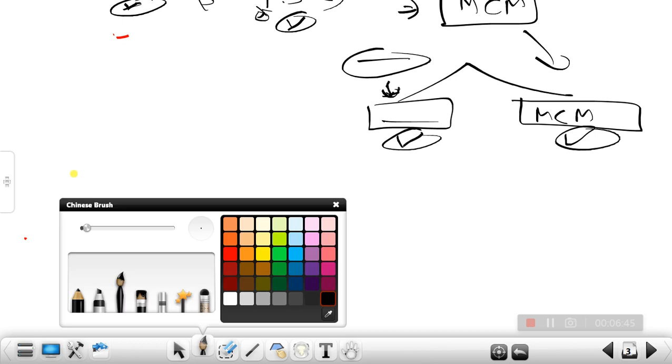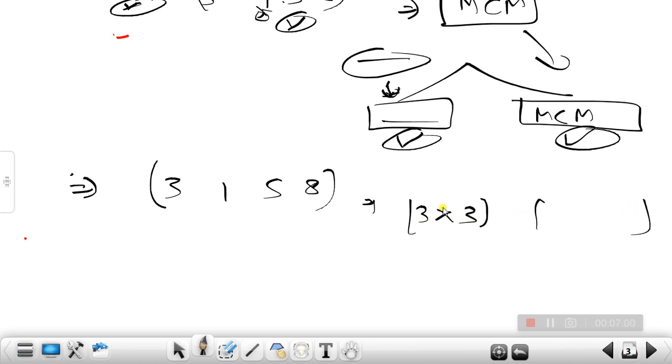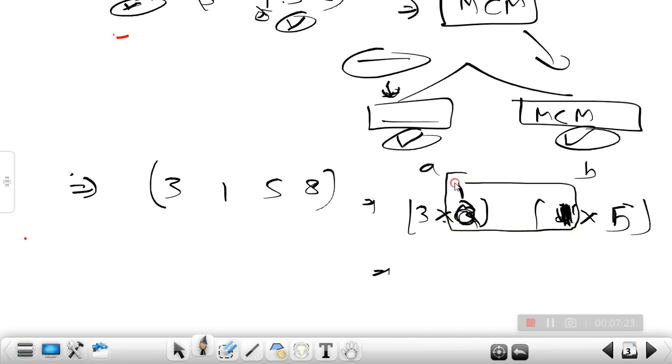Let me write. First of all, I'm going to write how this problem is related to matrix chain multiplication. So I have 3158 as my balloons. If I talk about matrices, let's say I have one matrix as 3 cross 2, and I have another matrix as 2 cross 1 order. Let's take a 3 cross 1 order and a 1 cross 5 order. I have two matrices. When I multiply these matrices A and B, these two get eliminated, and the order of the new matrix that I will get is 3 into 5.